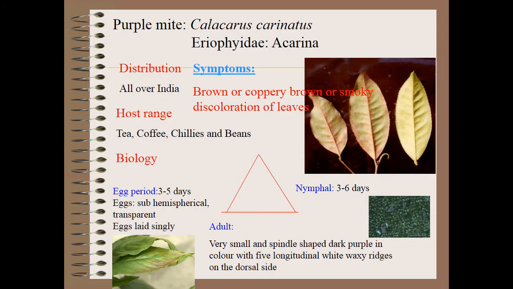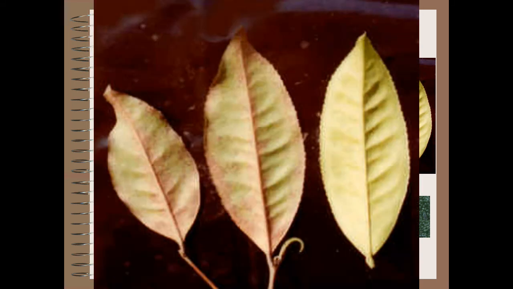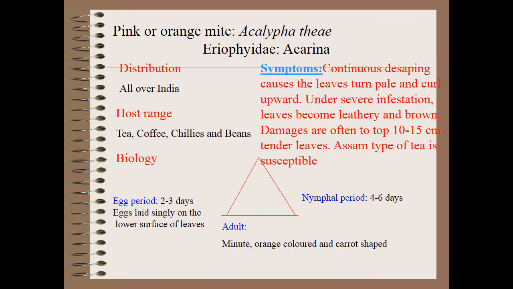And purple mite, Calacarus carinatus, Eriophyidae, Acarina. A brown and coppery brown or smoky discoloration of leaves, and it also has three life stages: egg, nymph, adult. Eggs are sub-hemispherical, transparent, laid singly, and nymphal period about 6 days. The adult is very small and spindle shaped, dark purple in color.